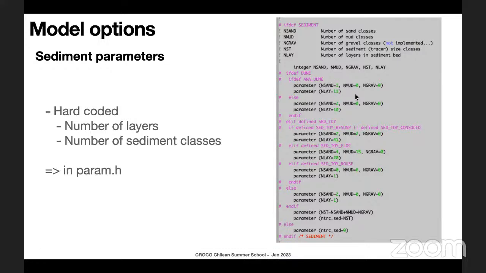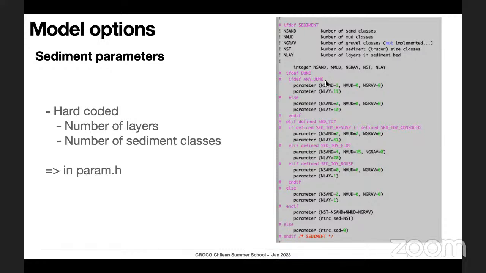What you can see here, for instance, is different configurations. If we take this one, it means that we have only one kind of sediment, which is non-cohesive, and we have 11 layers inside the bed. Or if we take this one, we have 4 types of non-cohesive sediments, 15 cohesive sediments, and 20 layers of sediment inside the bed. And we also have a number of gravel sediments, but it's not functional.